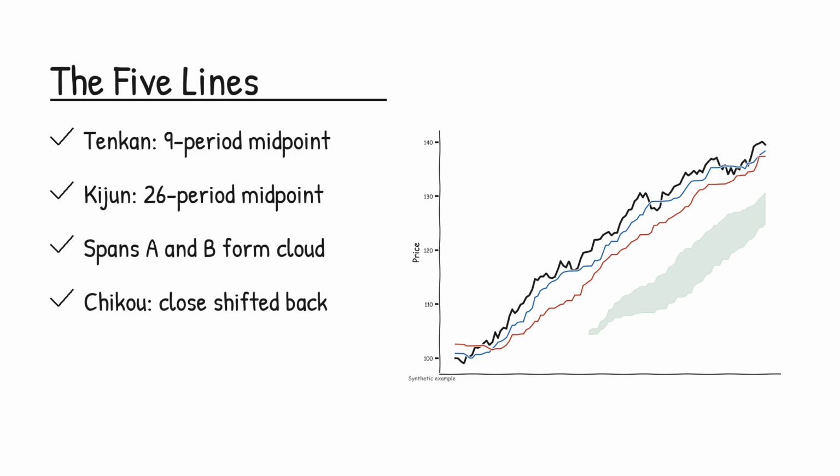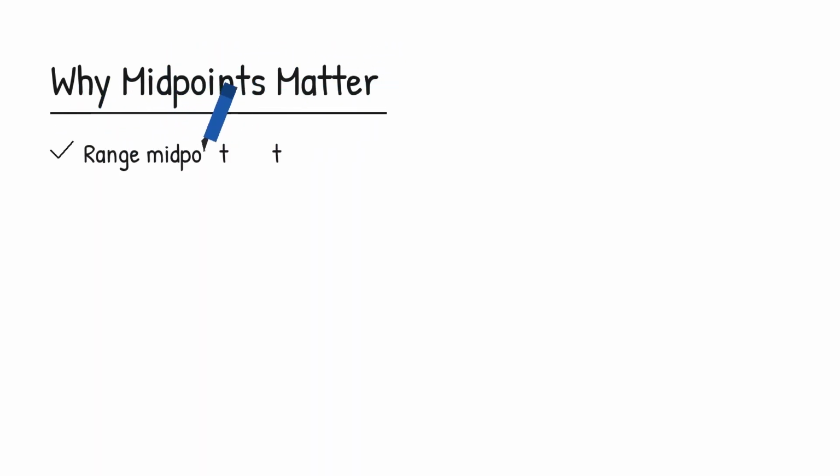Notice it is all midpoints, not moving averages. That makes it a pure equilibrium tool. Moving averages weight every close. Midpoints only care about the extremes of the range. That makes Ichimoku highly responsive to swing structure and immune to choppy closes that distort a simple average.